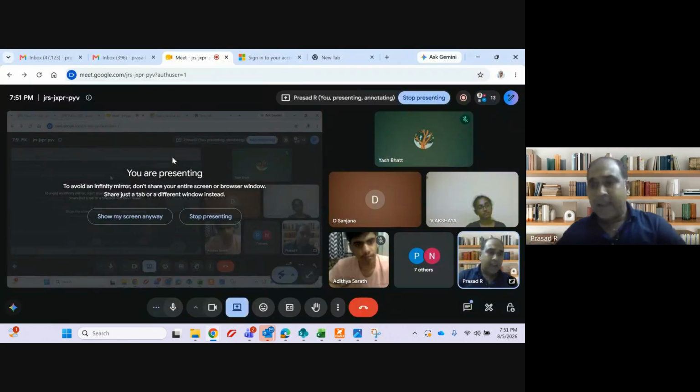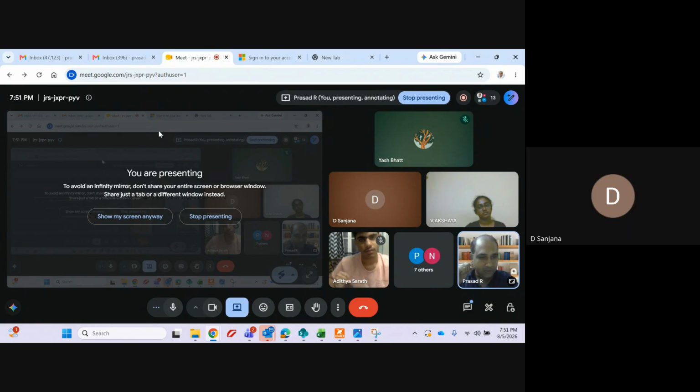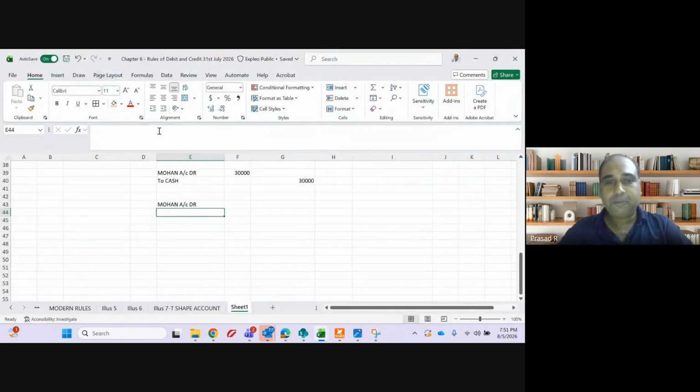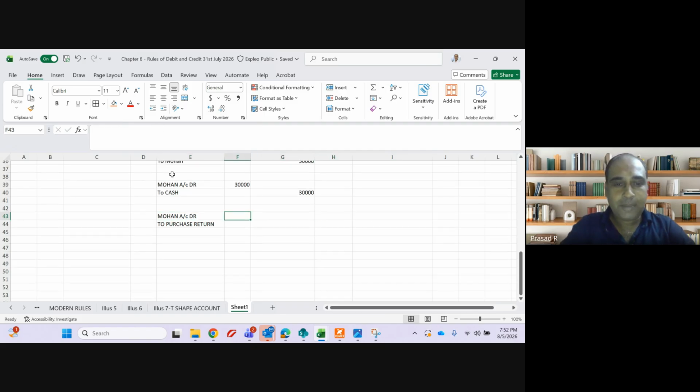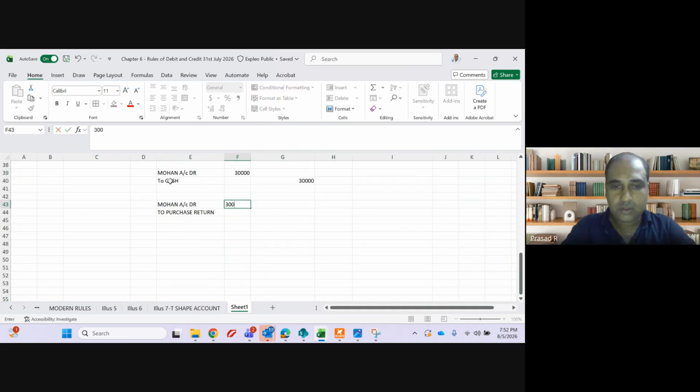Now I made a purchase. My purchase is decreasing, right? You bought 3 shirts from Flipkart. 2 shirts you kept, 1 shirt you are returning. So your purchase will become 3 or 2? 2. So here what is decreasing? My purchases. What do I call that? I call it purchase return. Okay. So Mohan account debit to purchase return. Amount is how much? Amount is 3,000.